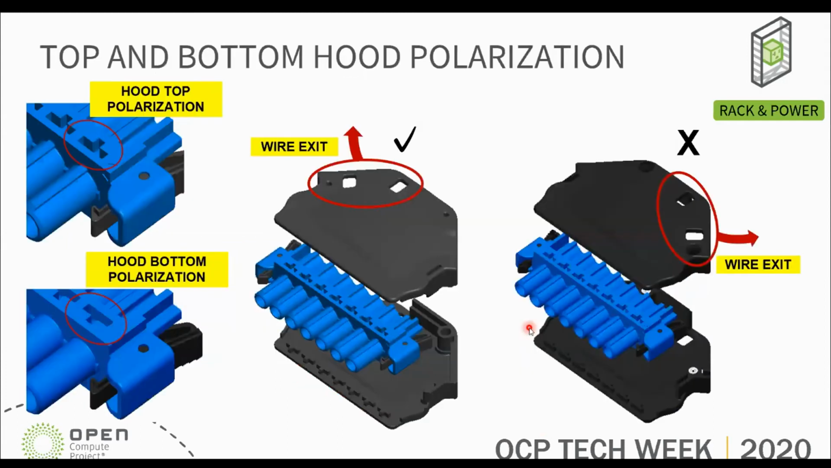Another request was polarization for the hood. We are trying to use the minimum SKUs, and you remember that's one of the challenges. We don't want to create more parts and complicate things, so we try to use as few as possible. So we added more polarization to make sure we won't mix things up and can use the same components. If the wire exit is on this side, you cannot install it the other way; the polarization is added to the hood and then the connector. If you look at the hood, there is the same polarization for both.